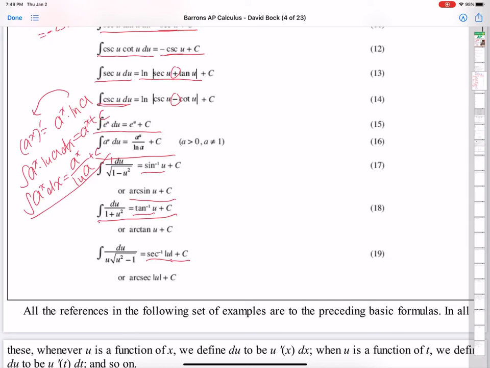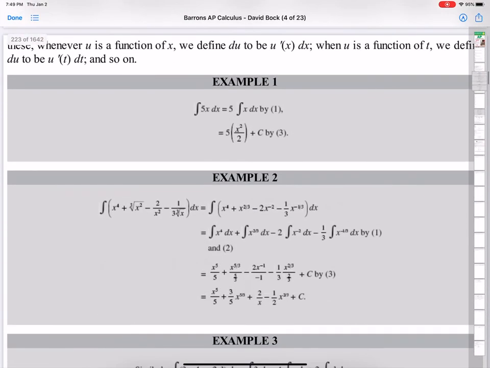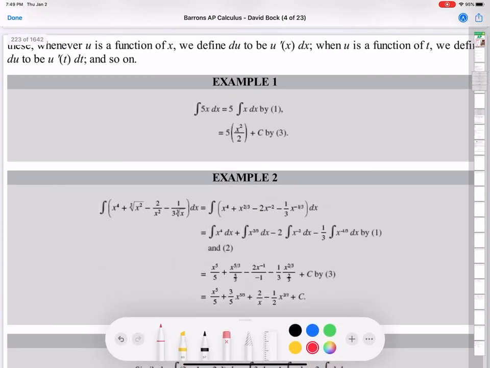Today, I'm not going to solve all example problems, but I'll solve some. And then in the next video, I'll solve the other example problems with u substitution together. Okay, let's start some example problems. Example 1 is a very easy problem.